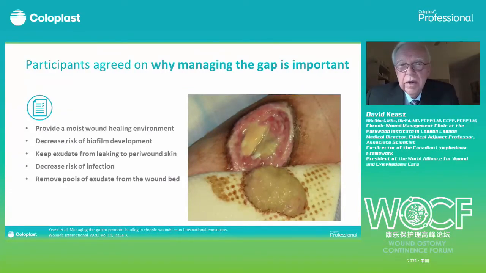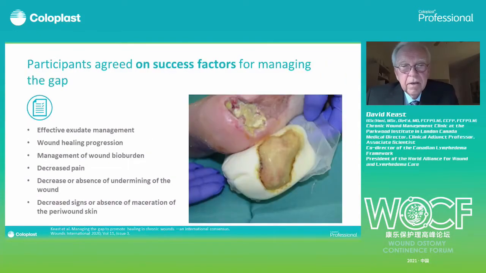Participants also agreed on why managing the gap was important. And the key things that they agreed on was that we need to provide a moist wound healing environment. We need to decrease the risk of biofilm development. We need to keep exudate from leaking out onto the peri-wound skin. We need to decrease the risk of infection, and we need to remove pooling of exudate from the wound bed. These are the key things that were agreed.